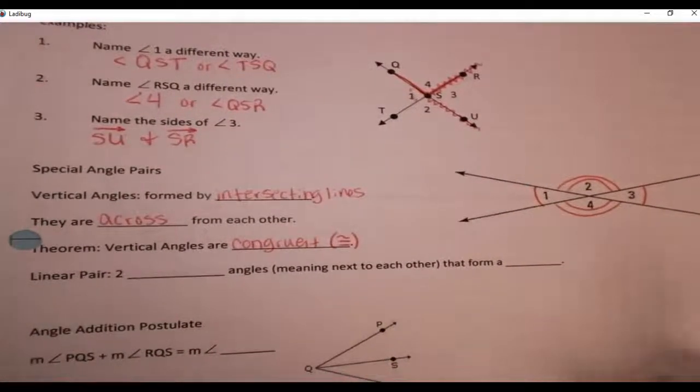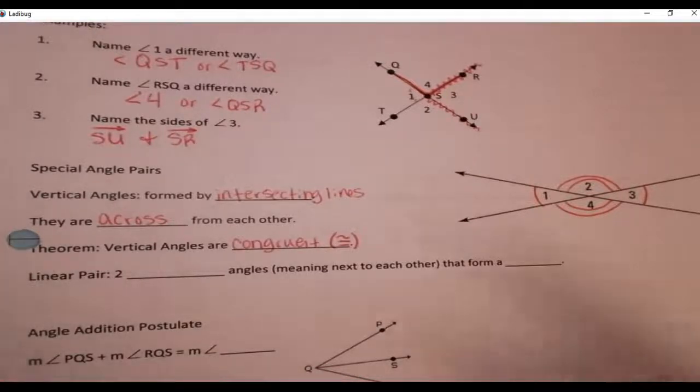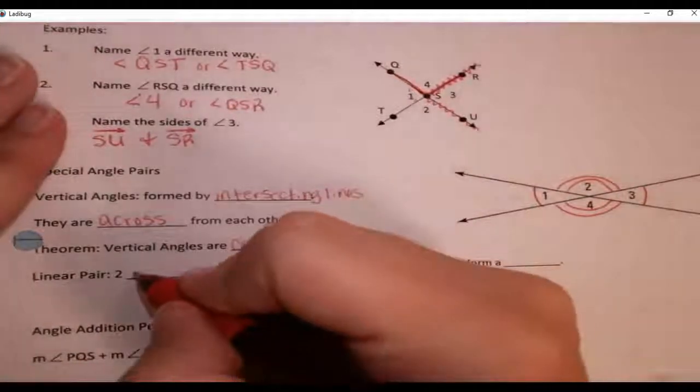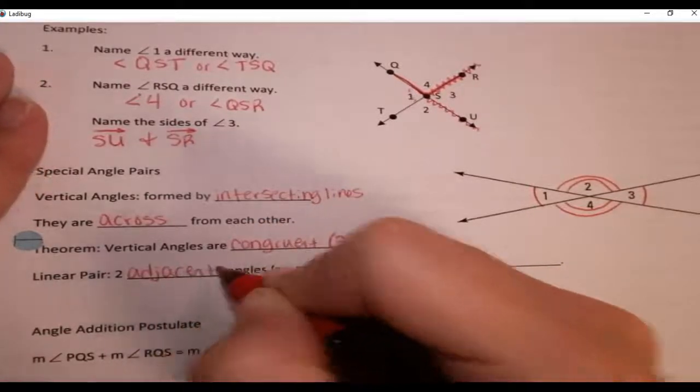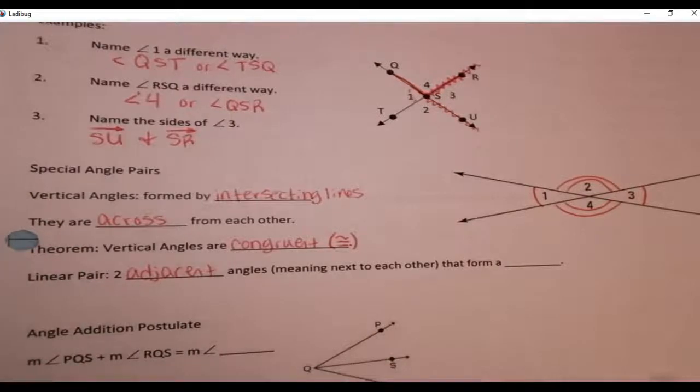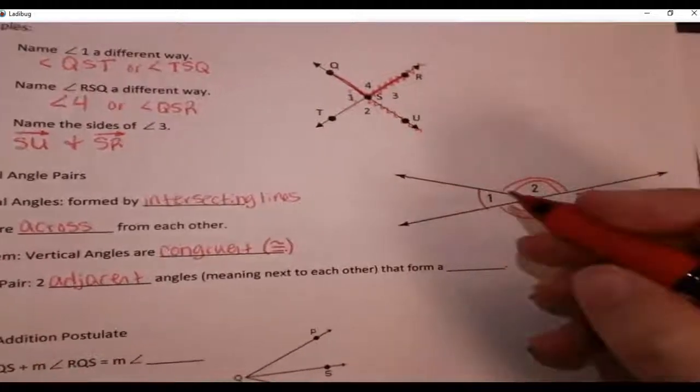Then our next relationship is a linear pair. A linear pair is 2 adjacent angles, and adjacent means that they're beside each other. They share a side, and they form a straight line.